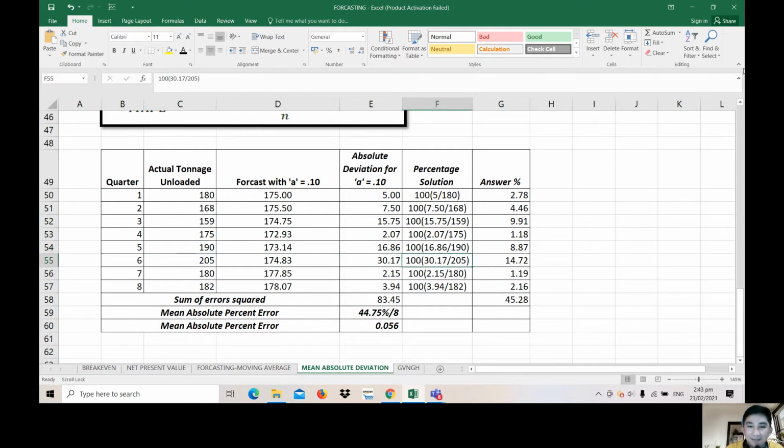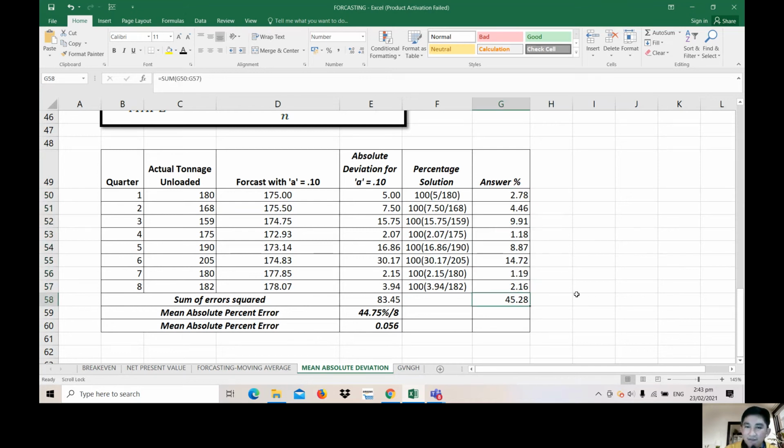Okay, isa-isahin lang natin para hindi kayo malito. 30.17 over 205 times 100. 2.15, okay, over 180. And 3.94 over 182. I-add mo to lahat. Okay, percentage na yan. 2.78%, so on and so forth. I-add mo na naman yan lahat.